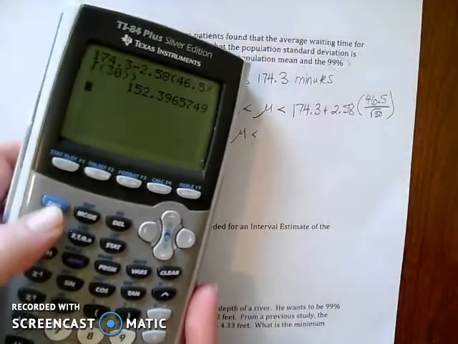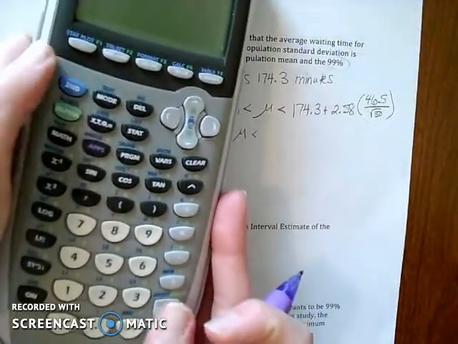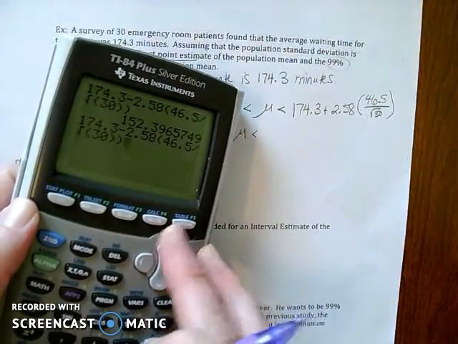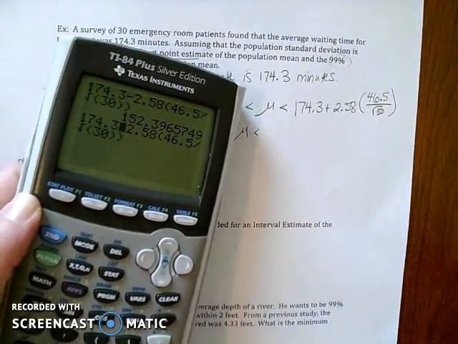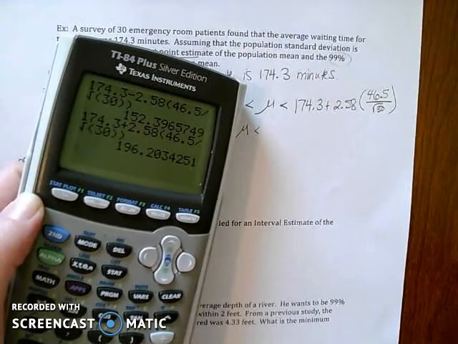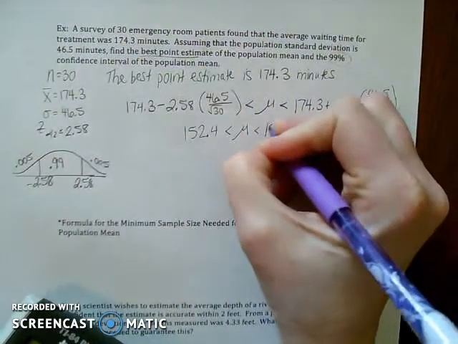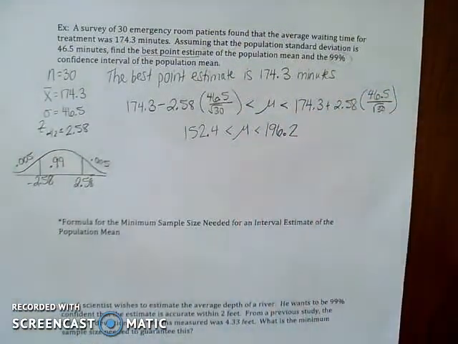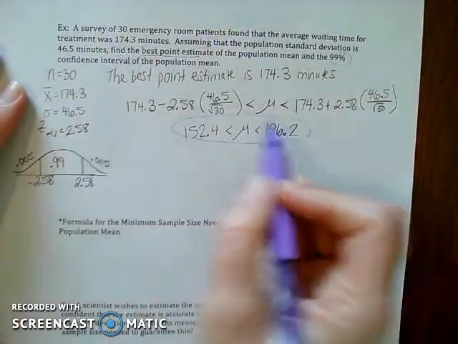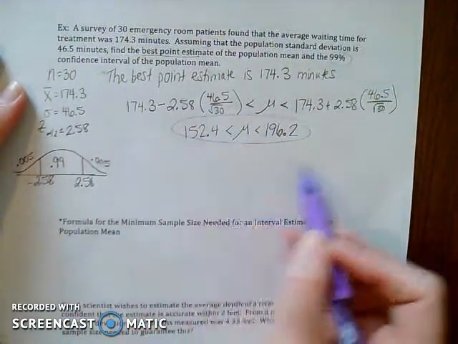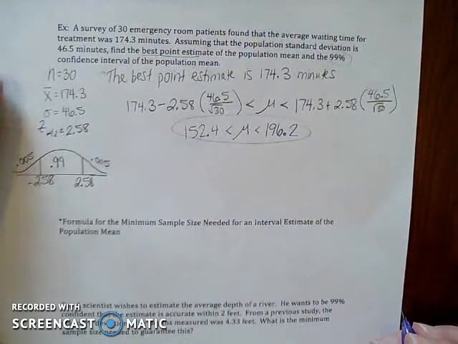And then again, this calculator is so nice because you just hit second enter, all that comes back, and you just arrow over and change the minus sign to a plus sign, 196.2. Okay, so there's the first part of your answer right there. So this is technically your first answer, and then the first part of your interval answer is that.